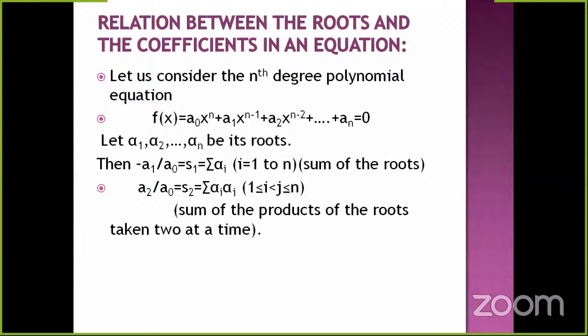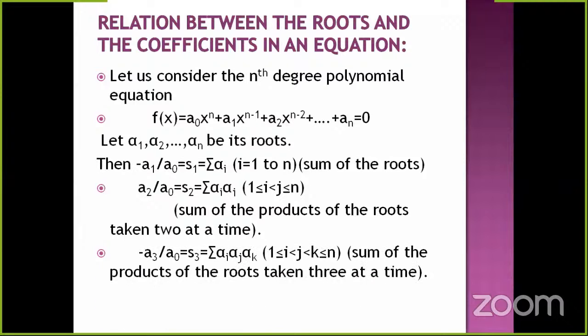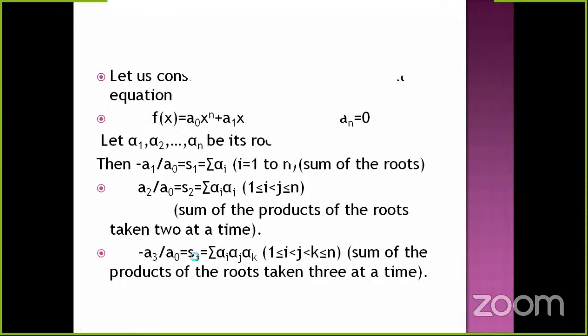So observe the next one, minus a3 by a0, which is equal to S3, which is equal to the summation of alpha i into alpha j into alpha k, where i, j, k lie between 1 and n, and the relation is i less than j less than k. Here we are taking the summation of products of roots, 3 at a time. So this is the value of S3.